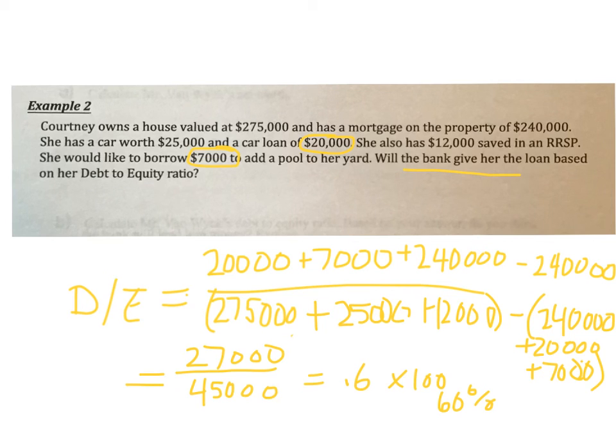So then will the bank give her the loan? So the answer would be no, because her debt to equity ratio is above 50%. So it has to be below 50% for the bank to want to loan that money out.